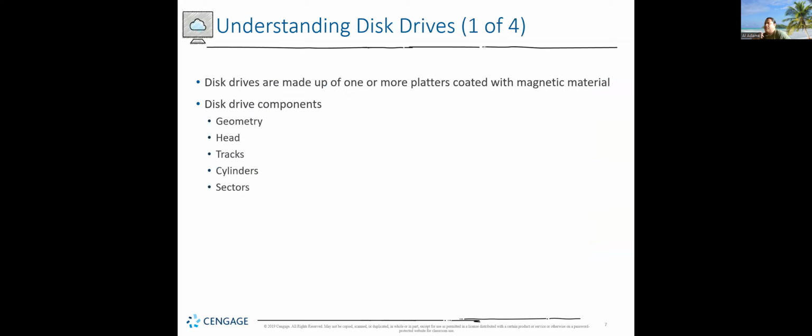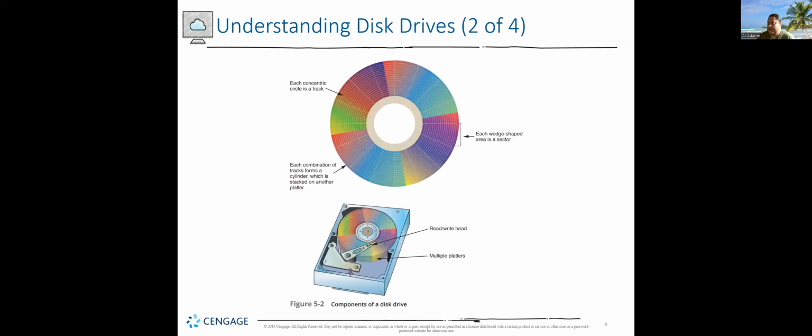Disk drives are made up of one or more platters coated with magnetic material, old spinning disk drives, which we cover next. Disk drive components comprise geometry, head, tracks, cylinders, and sectors. That's why you hear me say sectors sometimes. Ta-da! This is what they look like. There's about, I think, 7 platters. These are normally called discs. We call them platters now, or been calling them platters for years. These normally have anywhere from 7 to 12 discs or platters.